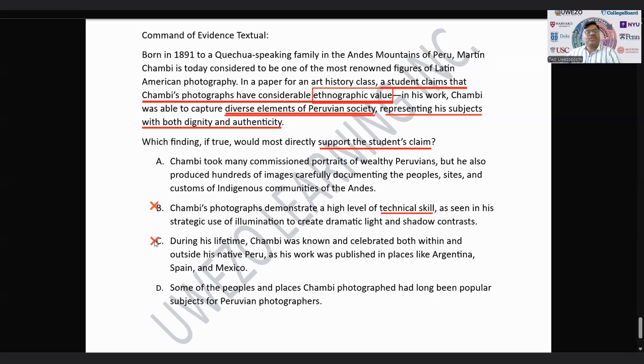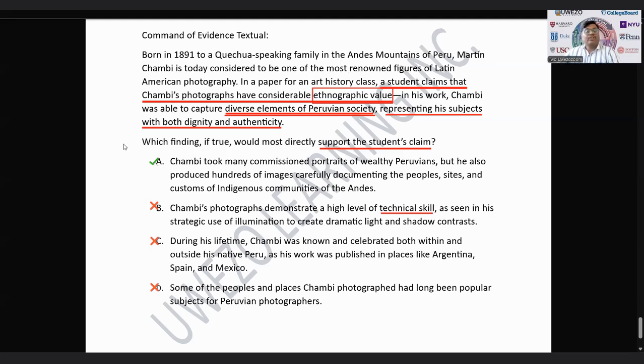Then option D says some of the peoples and places Chambi photographed had long been popular subjects for Peruvian photographers. Again, we do not discuss any other photographers, and we don't know whether the subjects were popular subjects. So option D also can be crossed out. So the right answer here has to be option A, which says Chambi took many commissioned portraits of wealthy Peruvians, but he also produced hundreds of images carefully documenting the people's sites and customs of indigenous communities of the Andes.